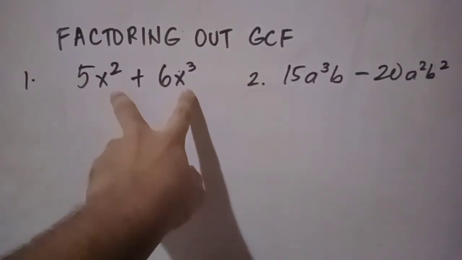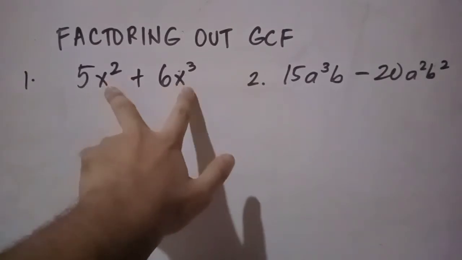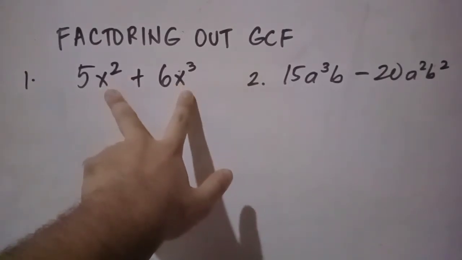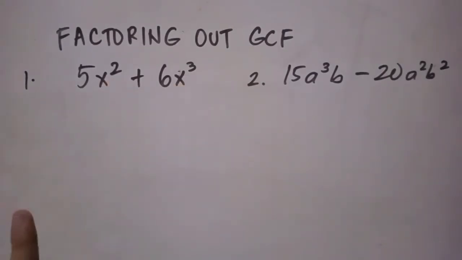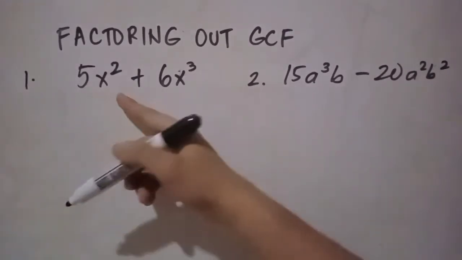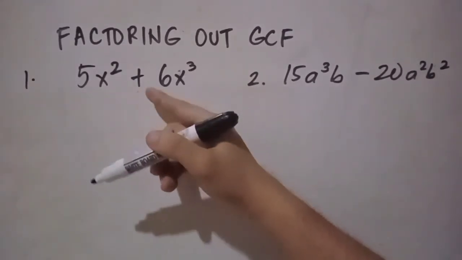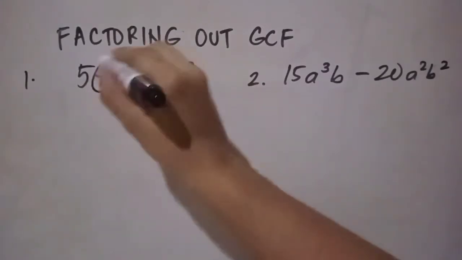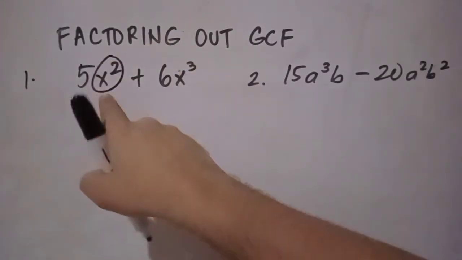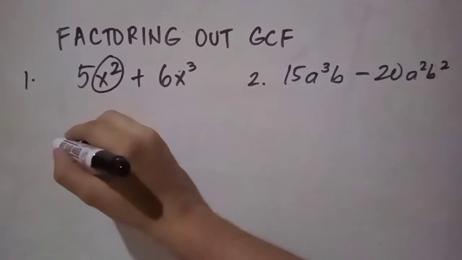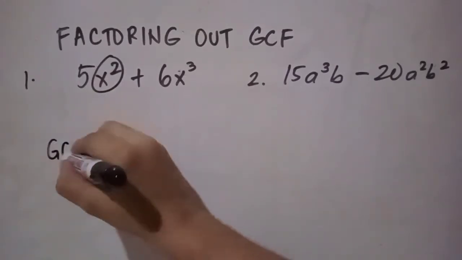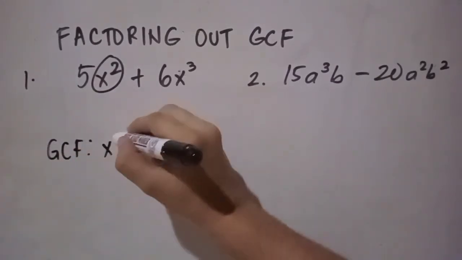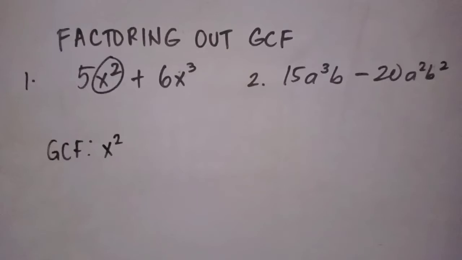However, sa variables naman, x squared at saka x cubed. So, kagaya ng sinabi ko kanina, kukunin lang yung smallest power. Yun yan yung GCF nila. Okay? So, x squared tsaka x cubed. So, ito yung GCF niya. So, therefore, yung GCF is x squared. Ayan. Ngayon, nahanap natin ang GCF.